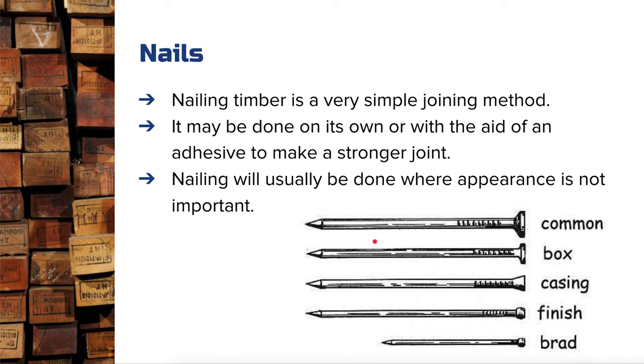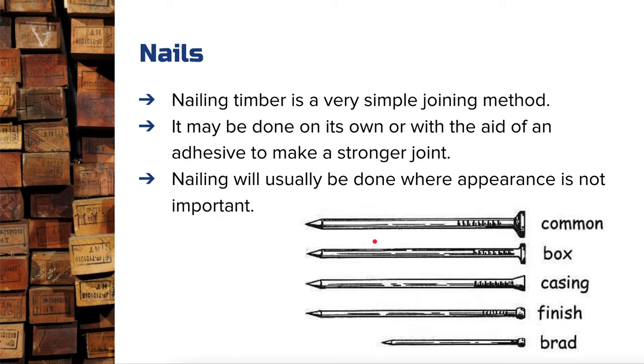Moving over to nails. Nail, simplest method of joining timber, you should be familiar with it. It's usually done on its own, but you can definitely add adhesives, okay, to make it a stronger joint. And there should be enough holding power with the nail and with the adhesive to hold your project together in most applications. If I was building a house, you can use screws or nails. So there is definitely holding power in nails. In fact, most houses are made with nails because they're so much simpler to drive in with nail guns.